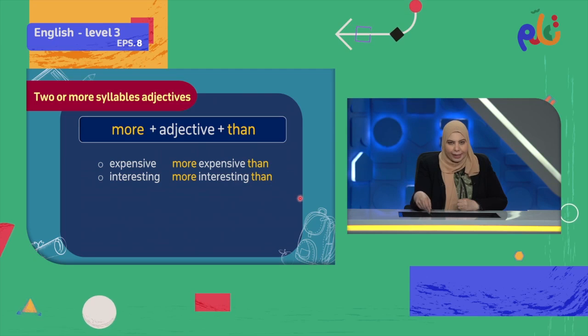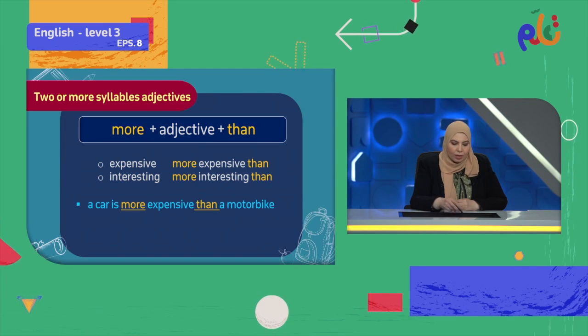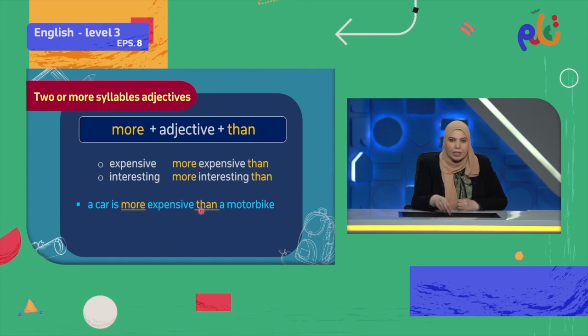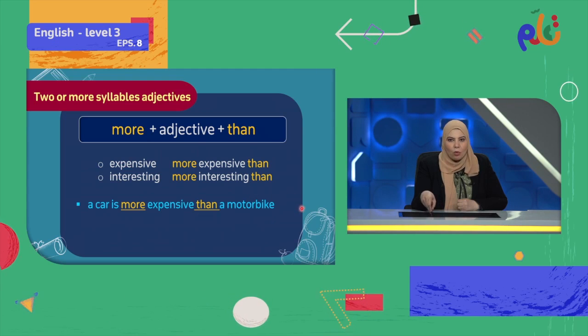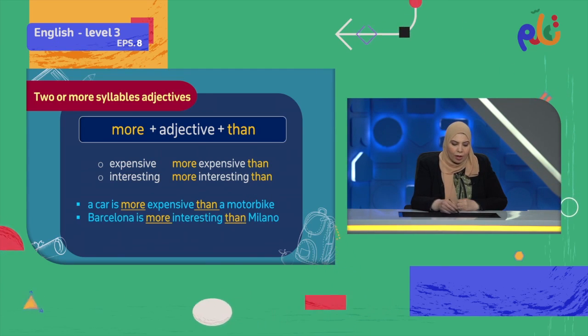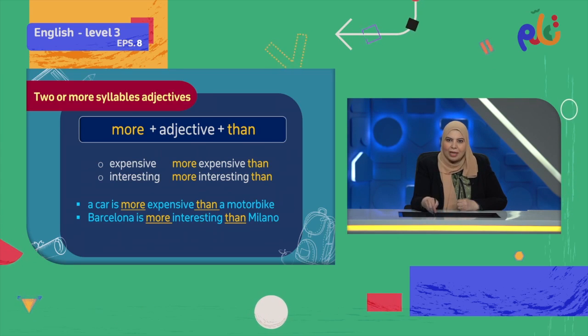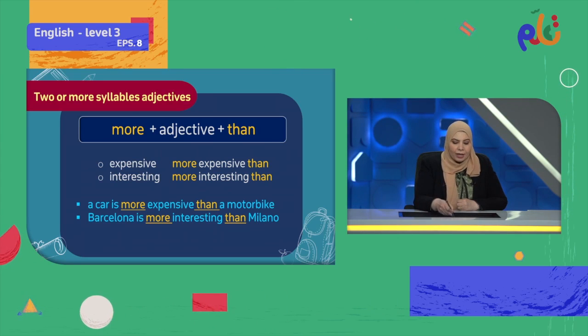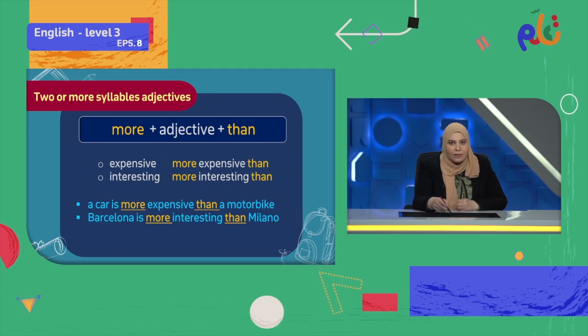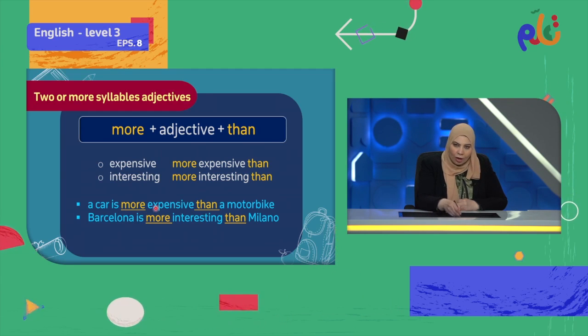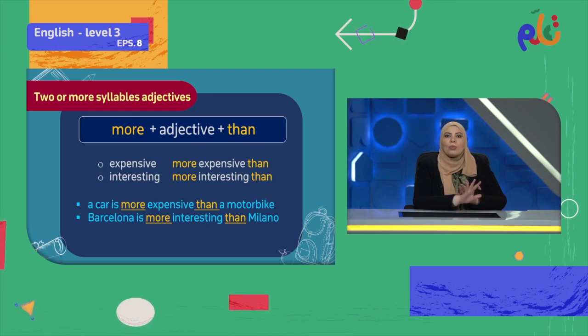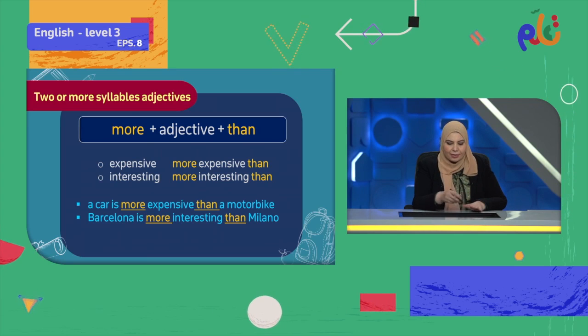Interesting, more interesting than. So a car is more expensive than a motorbike. Or Barcelona is more interesting than Milan. So here we have long adjectives, so we added more before the adjective and we didn't add any extra letters.